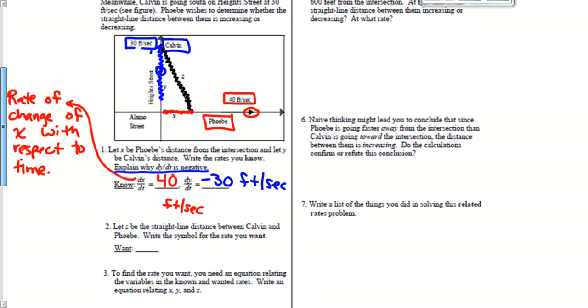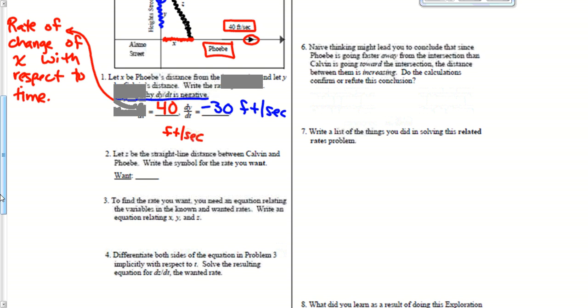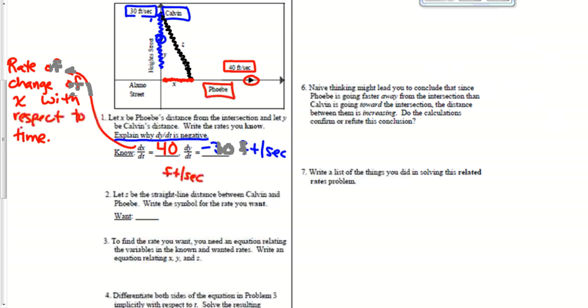Moving on to number 2. Let z be the straight line distance between Calvin and Phoebe. So I've indicated that in black. Write the symbol for the rate that you want. Well, what I want is the rate of change of that straight line distance with respect to time. So that will be dz/dt. To find the rate you want, you need an equation relating the variables in the known and wanted rates. What the heck? Write an equation relating x, y, and z.